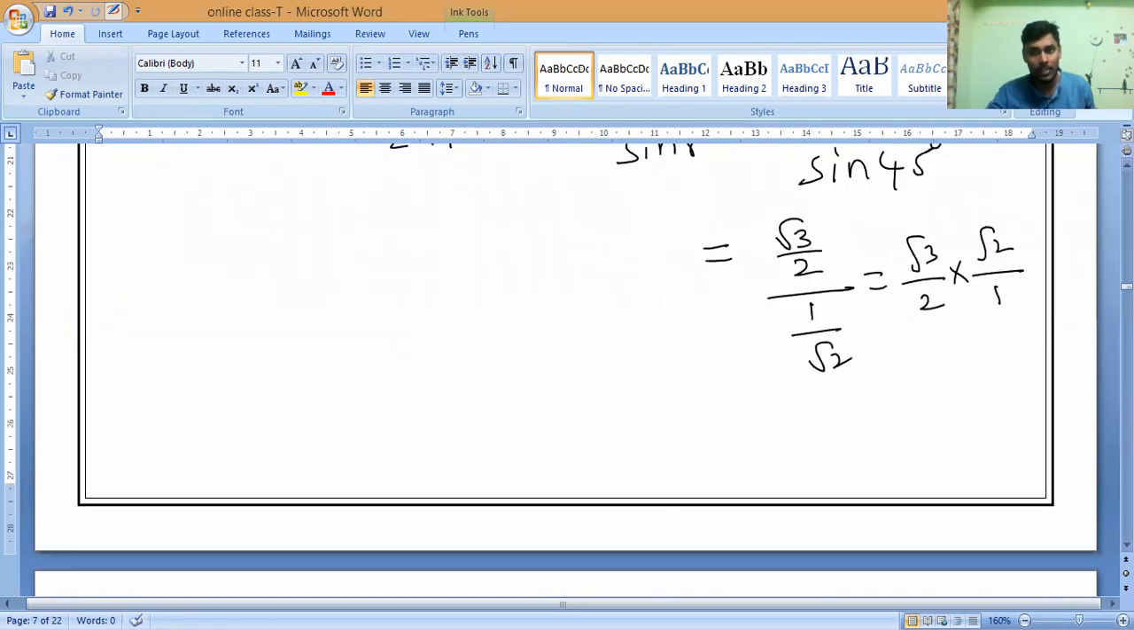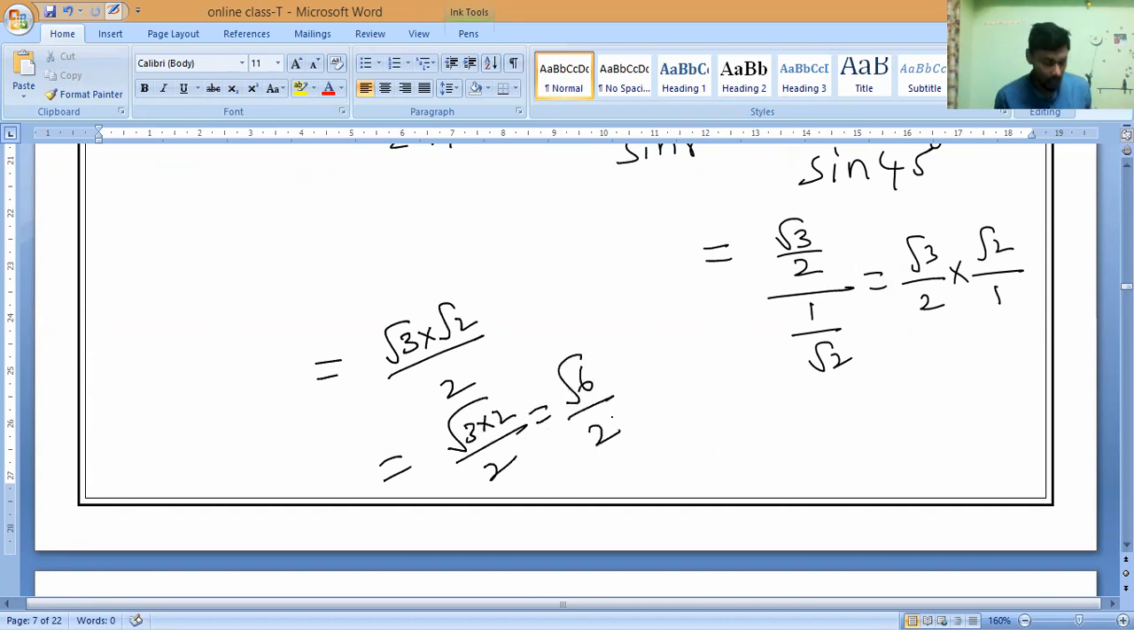Now it turns into root 3 into root 2 divided by 2. Root 2 into root 2 can I write as 2? So it will become root 6 by 2. Any doubt? You can ask. Clear? No doubt. So this is the answer.